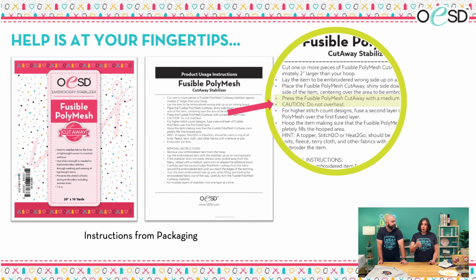However, if you don't read the instructions, so for example, fusible polymesh. Polymesh is actually not made of polyester. Correct. It's made of nylon. Which we learned from Kimberly is a polyamide. Polyamide, which is where polymesh comes from. Yes. But it's not polyester. The chemists at OESD, I guess. Yeah, it was before our time.